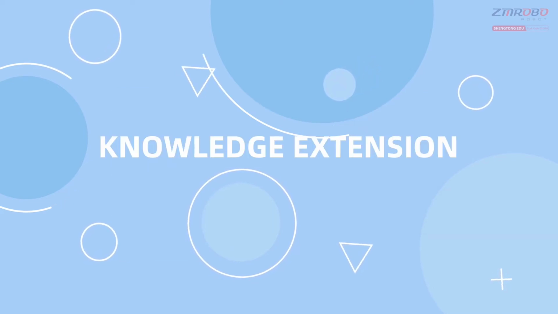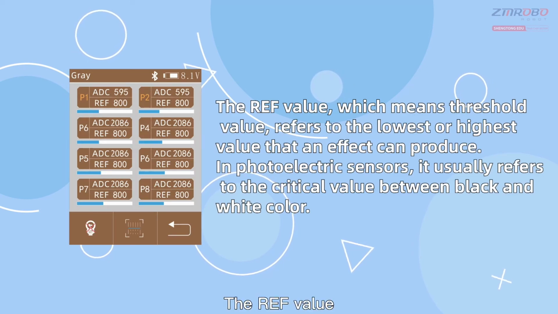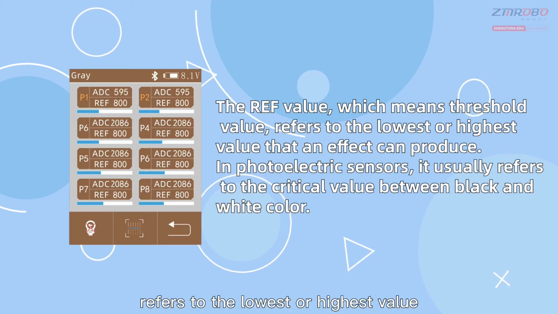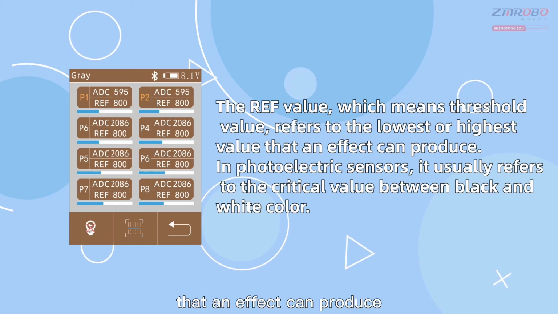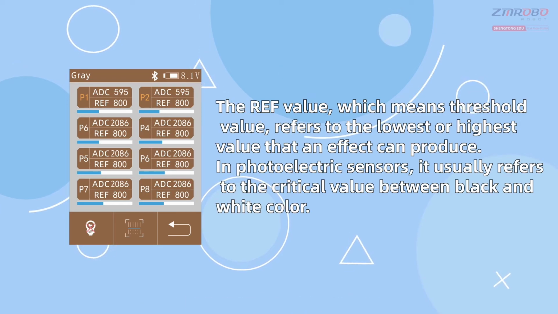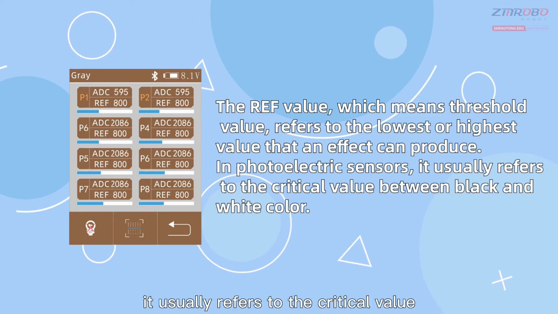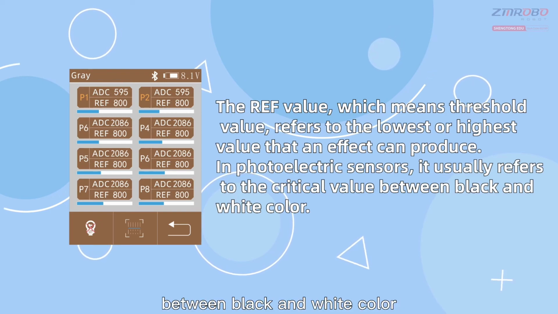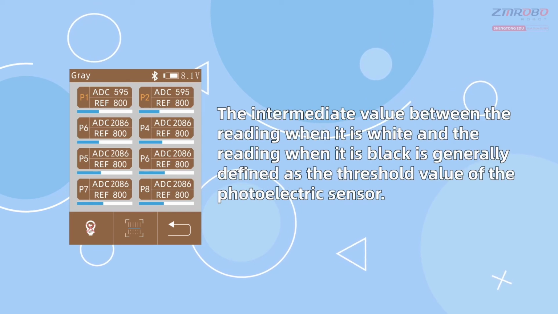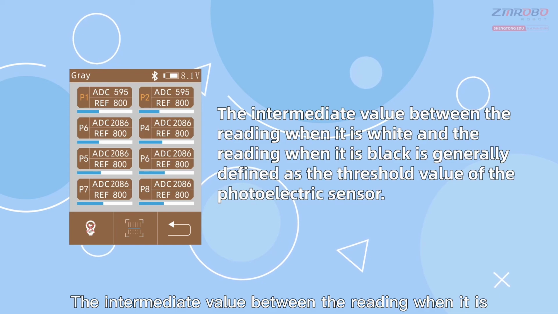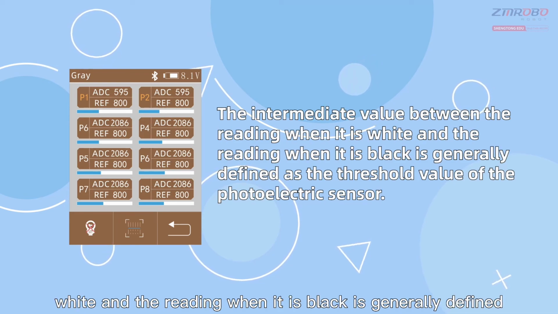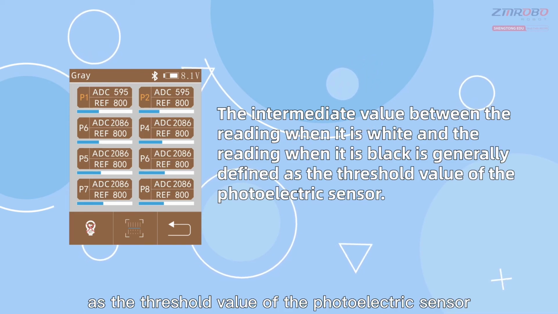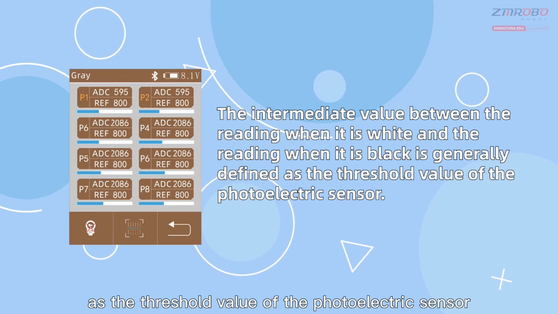Knowledge extension. The REF value, which means threshold value, refers to the lowest or highest value that an effect can produce. In photoelectric sensors, it usually refers to the critical value between black and white color. The intermediate value between the reading when it is white and the reading when it is black is generally defined as the threshold value of the photoelectric sensor.